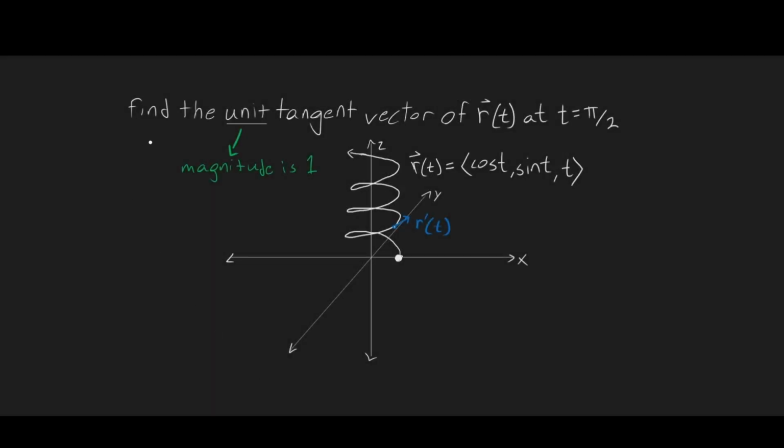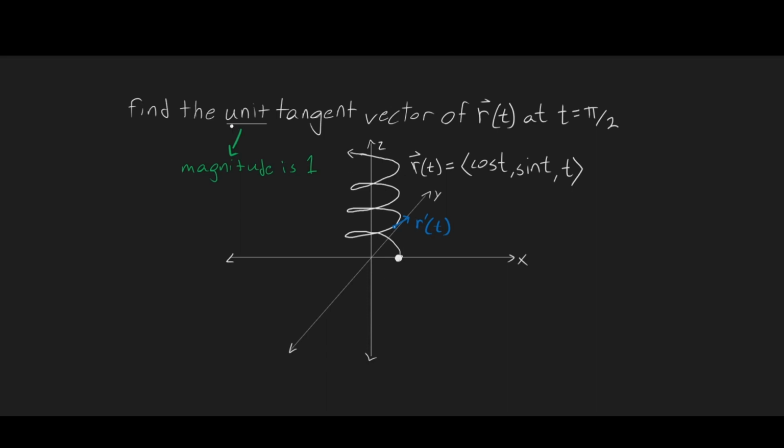So this problem asks us to find the unit tangent vector of r at t equals pi over 2, where r is the vector valued function cosine of t, comma sine of t, comma t. So for every t, which is the parameter of this function, it gives us a vector in space, and this produces a curve. And this specific vector valued function gives us this curve that's called a helix, and it sort of looks like a spring that goes both up and down.